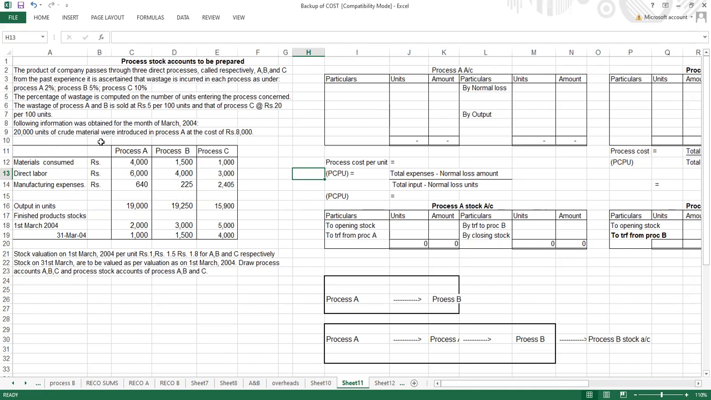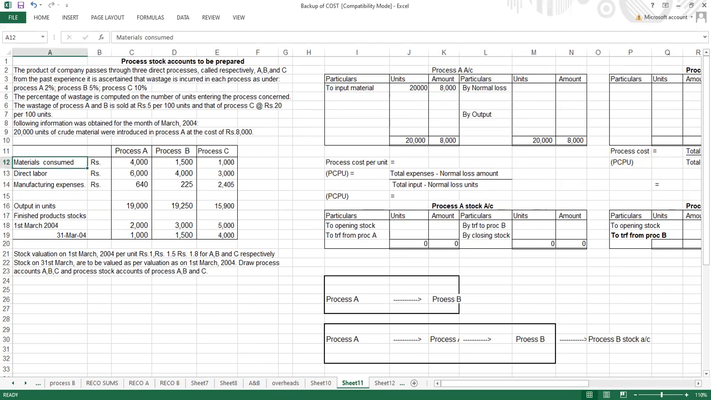20,000 units of crude material was introduced in process A at the cost of 8,000. So this is input. I'll write in the process account on the debit side, input material. Units are 20,000. Amount is 8,000. Now we'll refer to the table in which columnar data is given. So we'll refer to only process A data.